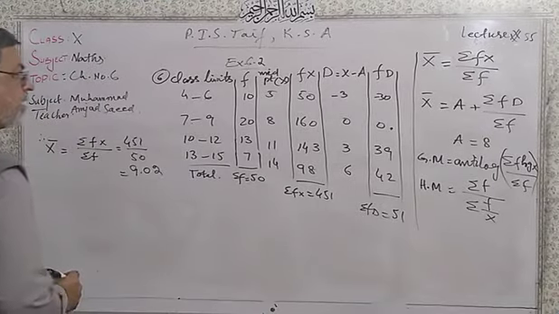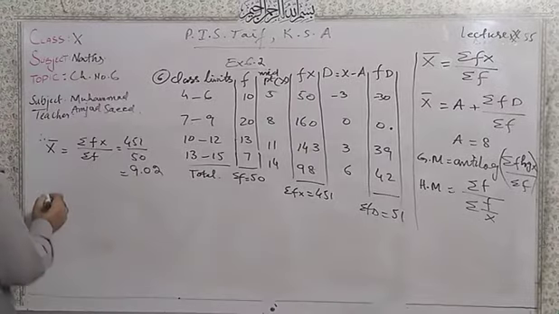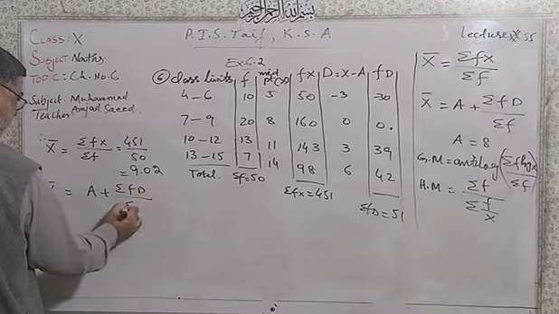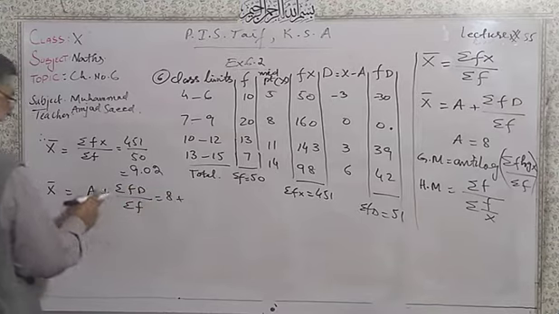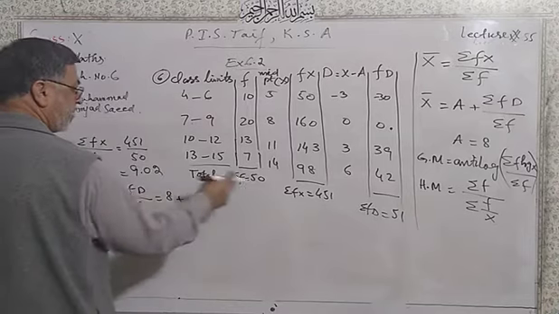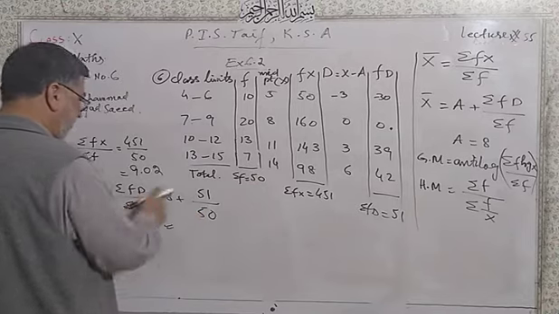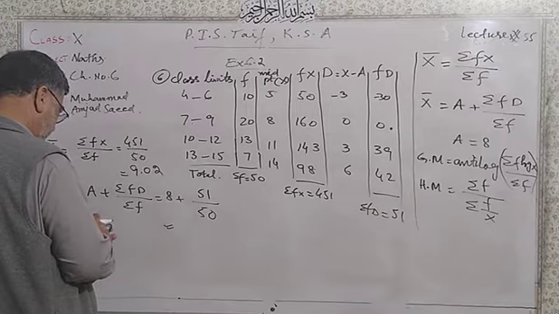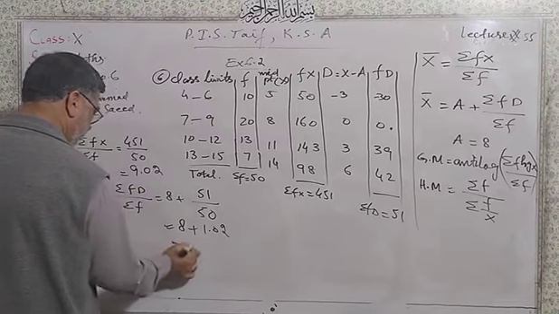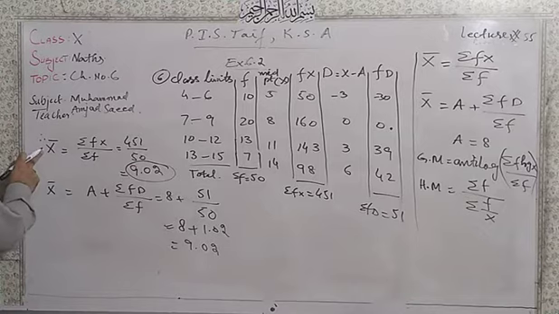So dear students, now you can apply this formula here. X bar is equal to A plus sigma FD over sigma F. A is 8. Sigma FD is 51 and sigma F is 50. So you can divide 51 by 50. That will be 1.02. That is 9.02. Dear students, by direct method you got the answer.